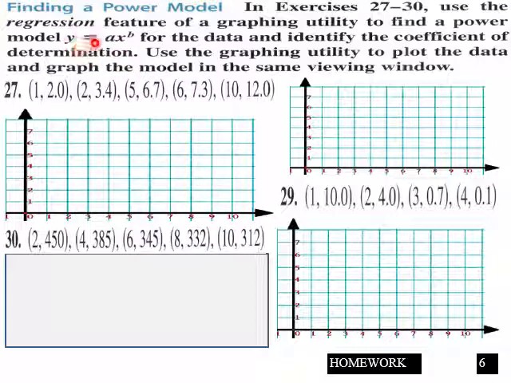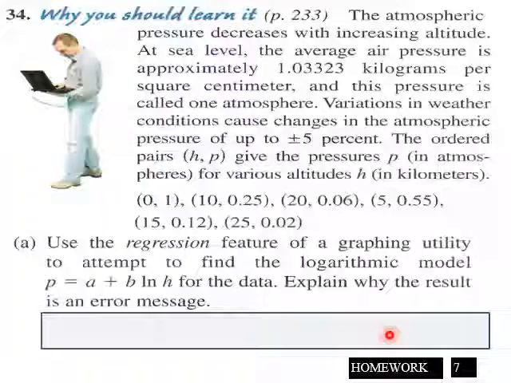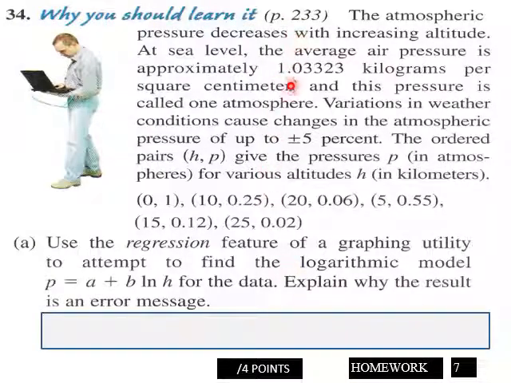Instead, we'll be using the power model here, y equals ax to the b for the data, and identify the coefficient of determination for these data sets. 18 points here. Then page 7, we got a word problem.